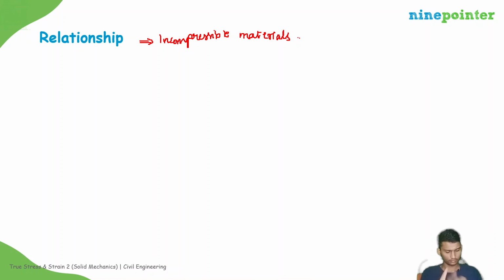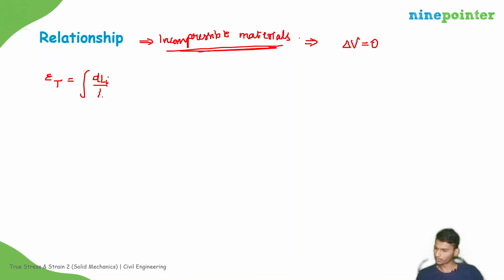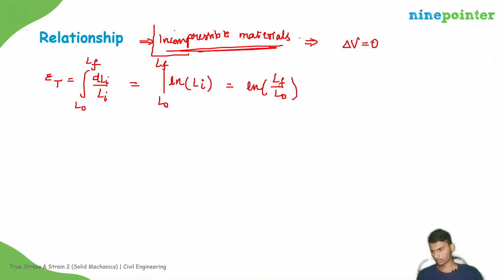So we can put this condition over here, right? For incompressible materials, delta V is 0, the change in volume is 0. We already know that epsilon T is equal to the integral of dLi divided by Li from the initial length L0 to the final length Lf. So we get ln Lf divided by L0. Generally, we use incompressible materials.